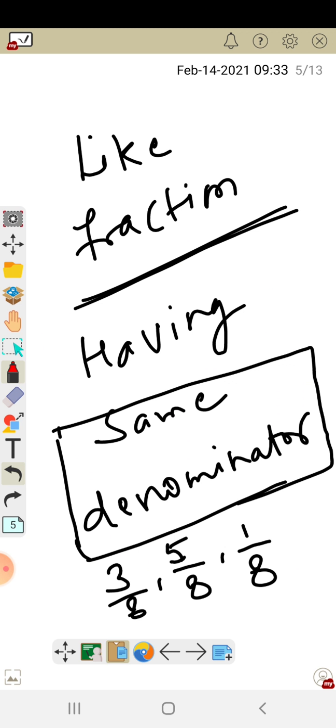Now come to the next, like fractions. Like fractions have the same denominator, for example 8, 8, 8. So if somebody asks which one is greater between three fractions, your answer will be, because the denominator is the same, the fraction with the greater numerator is greater. The condition is that the denominator is the same. So 5 by 8 is the greatest, then 3 by 8 is greater, and 1 by 8 is the smallest.